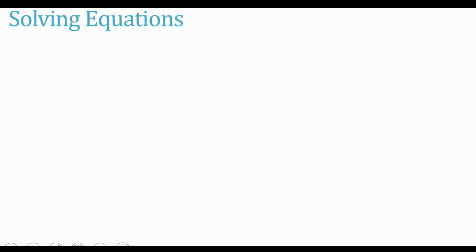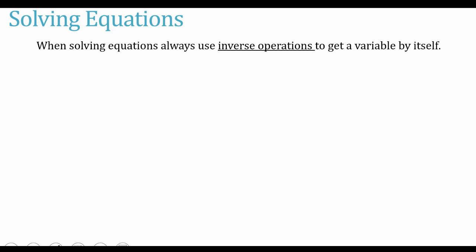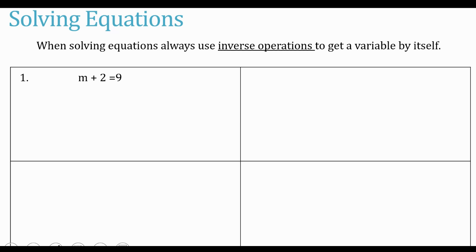Okay, so solving equations, let's get started. When solving equations, always use inverse operations to get a variable by itself. So we're going to start by just identifying the operation that we see and then use the inverse of that operation. For this first one, we have m plus 2 equals 9. You're going to realize these are very similar to the ones that we did mentally. Here we see addition, so I have to use subtraction because that's the inverse of addition. So that's what I'm going to fill in here. We see addition, so we have to use subtraction. We want to undo that addition.